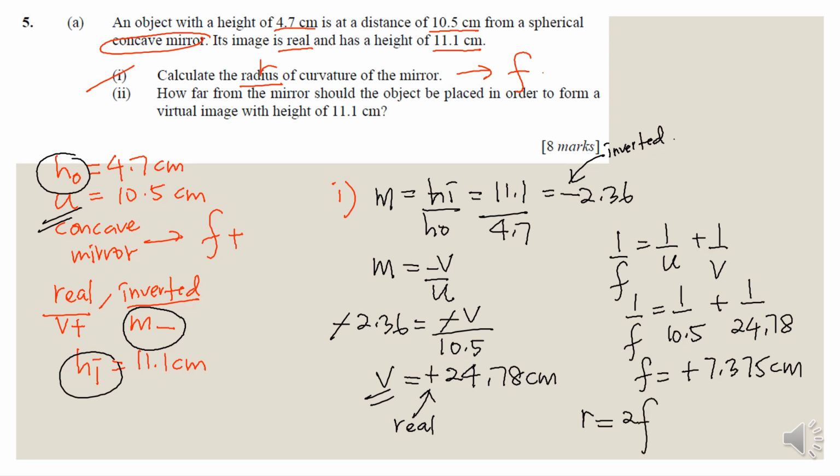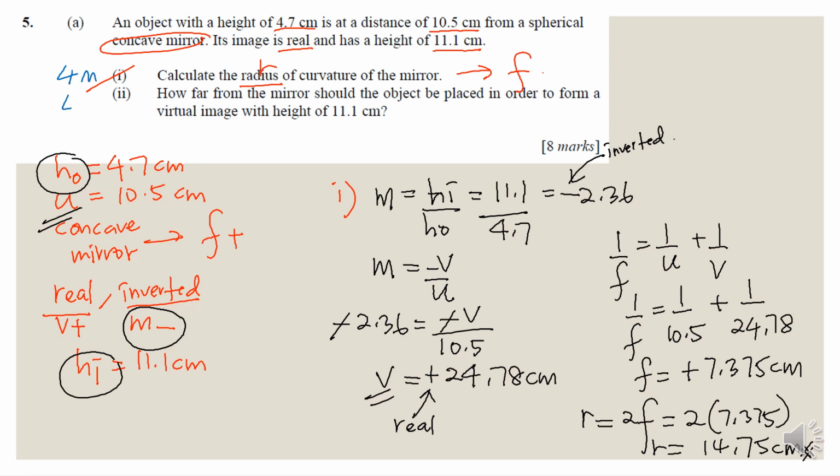Okay, daripada F barulah kita boleh cari dia punya radius. Radius is 2 kali F. Okay, so darablah 7.375. So dapatlah radius is 14.75 cm. Okay, so markah yang diperuntukkan di sini adalah sebanyak 4 markah. Untuk question number 5A1 is 4 marks.